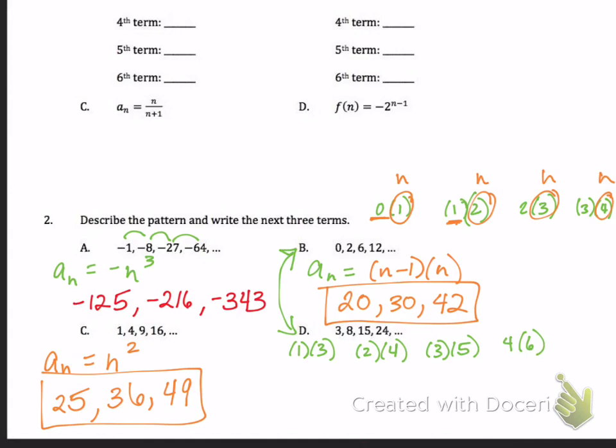Good. So my first number is n. So a sub n is n. Then my second number is n plus what? N plus 2. Because the difference between 1 and 3 is 2. So what would the next one be? It would be 5 times 7. 35. 6 times 8. 48. 7 times 9 is 63.